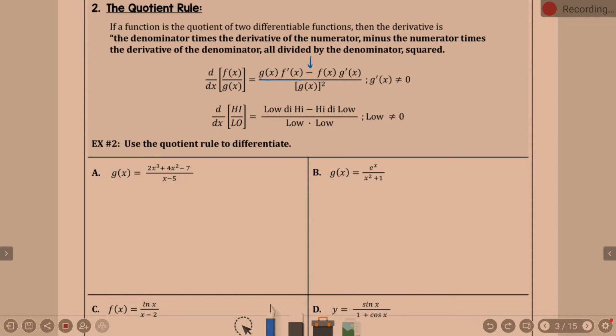And of course, assuming the denominator is not equal to 0. High representing the numerator, low representing the denominator. Good enough? Okay, so if you want a, how do I spell it? Mnemonic. Okay, there's your mnemonic for this section, if that is your type of thing.